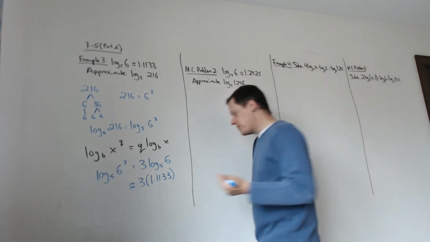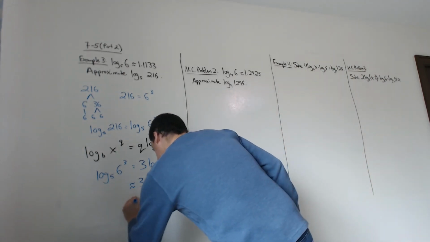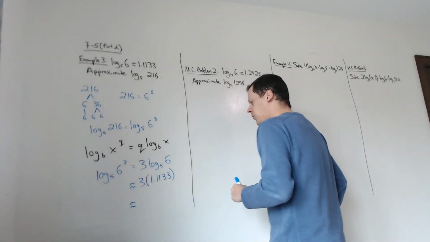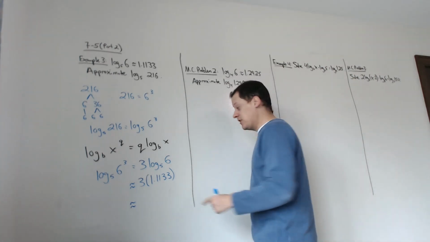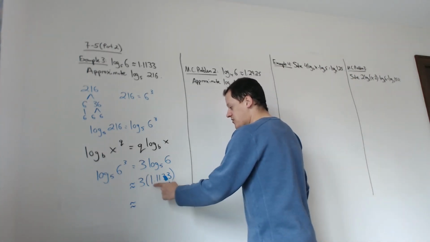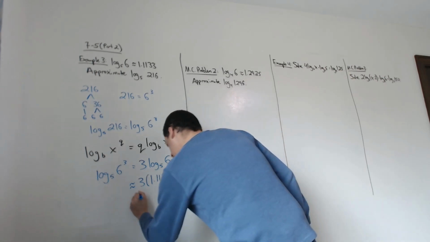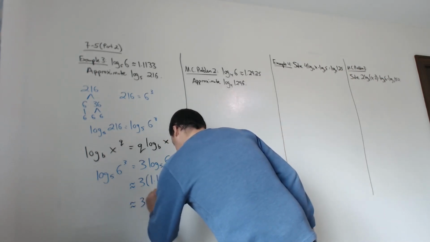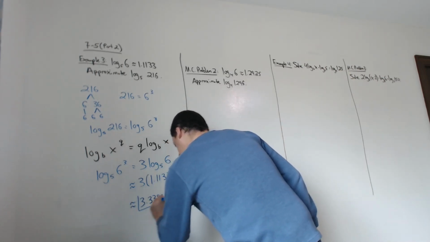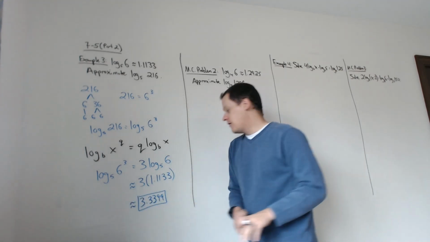Now all we have to do is multiply that. 3 times 1.1133. This actually works out really well. You don't even need a calculator. You can just multiply each digit by 3 here. 3.3399.